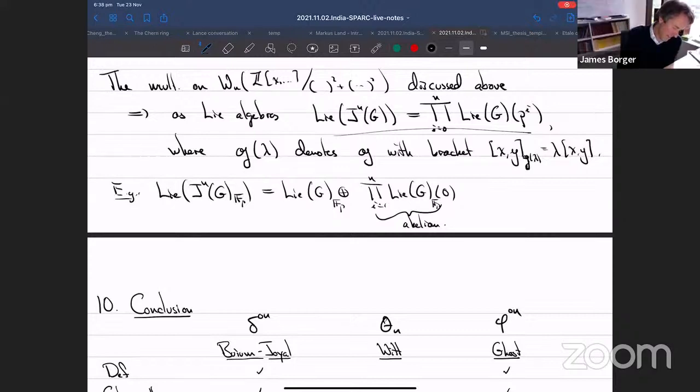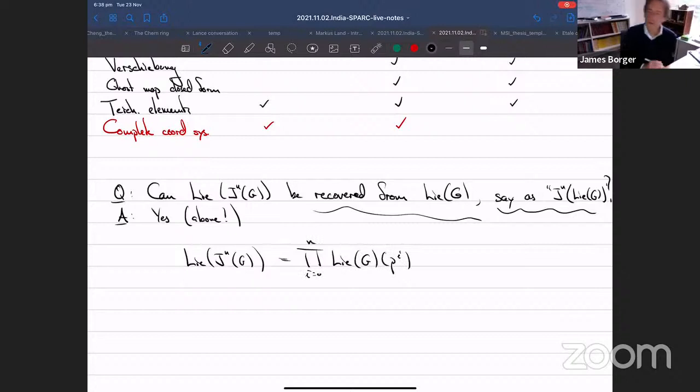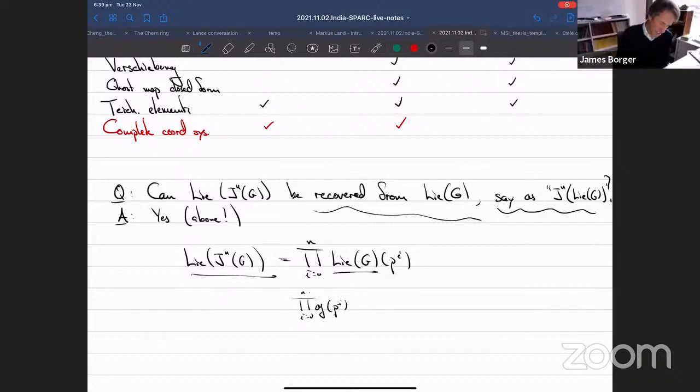But they're not isomorphic? No. Well, I would say yes. This is just the product of. So if you know this Lie algebra, you can recover the Lie algebra of that by just performing this construction, right? But it won't be equal to the jet of the Lie algebra, Jn of Lie G.